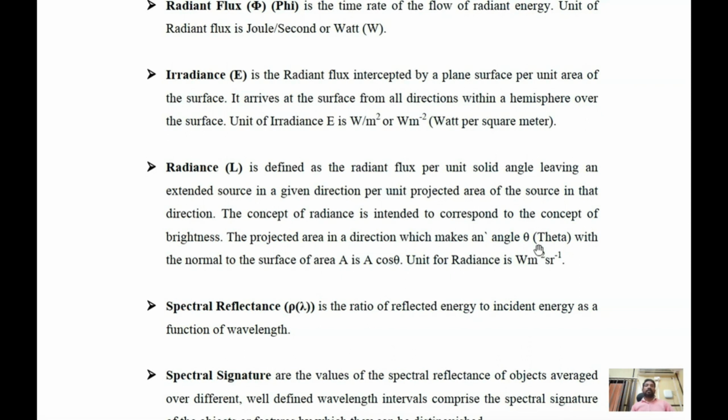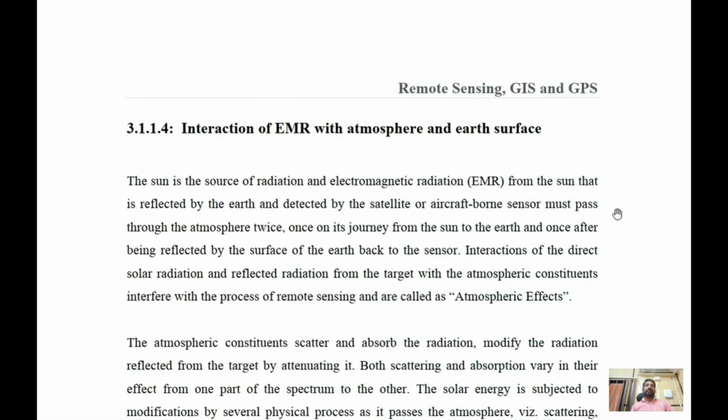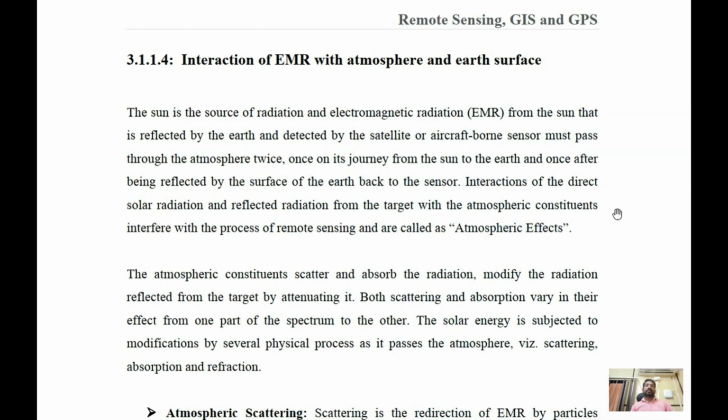Spectral reflectance is the ratio of reflected energy to incident energy as a function of wavelength. Spectral signatures are the values of the spectral reflectance of an object averaged over different well-defined wavelength intervals. Compare the spectral signatures of objects or features, by which they can be distinguished.